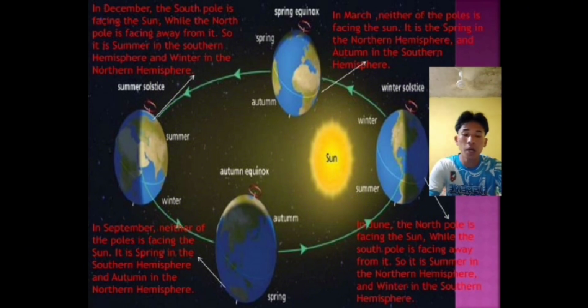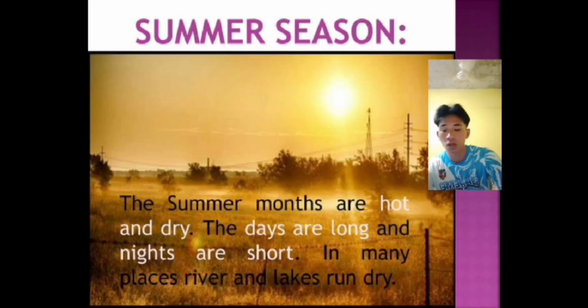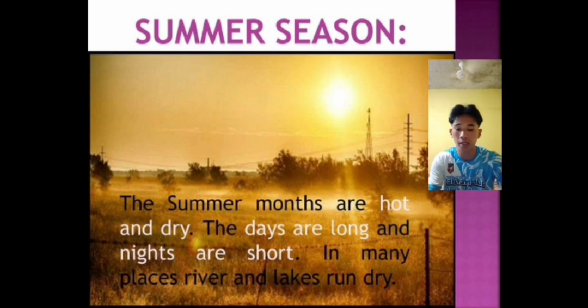The Northern Hemisphere and the Southern Hemisphere experience opposite seasons. For example, in December, Canada, which lies in the Northern Hemisphere, has winter, while Australia in the Southern Hemisphere has summer. In June, Canada experiences summer while Australia experiences winter. The summer season months are hot and dry. The days are long and the nights are short. In many places, rivers and lakes run dry.